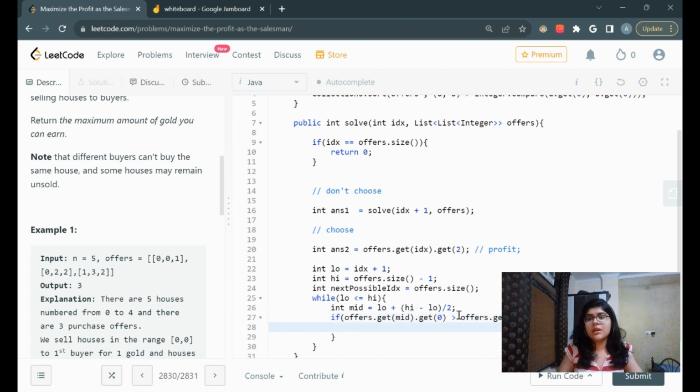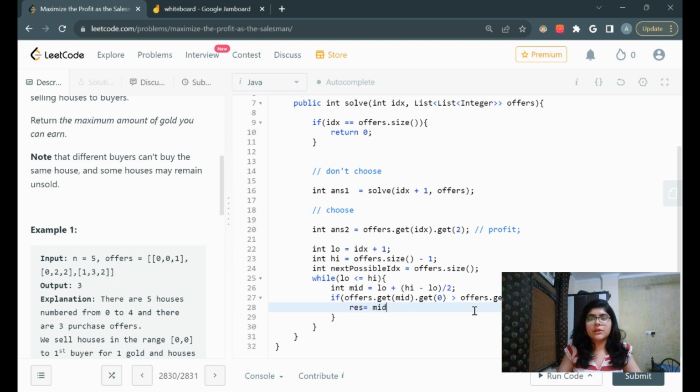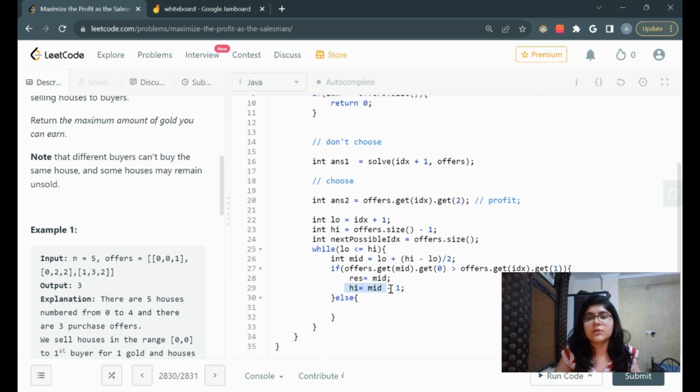offers.get(index).get(1), then I know that this mid can be one possible starting point, and now I want to see if there are some indices which I'm missing and which can also be included in my answer. Basically, if I can expand my search range. So for that case I'll set high equal to mid minus 1.